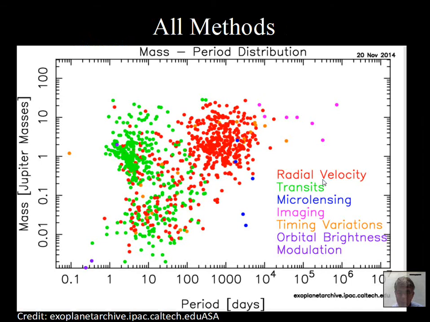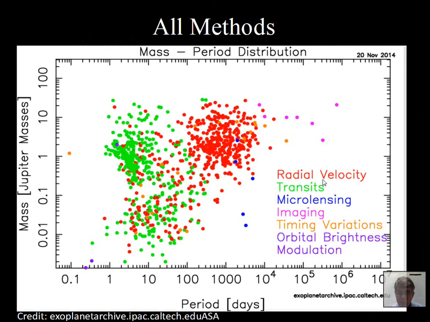The red dots, this is Doppler Shift. The green, that would be transits with Kepler or other measurements looking for the brightness change in a star. Microlensing: as a planet goes in front of a distant star, it can change the brightness of that star in a special way.